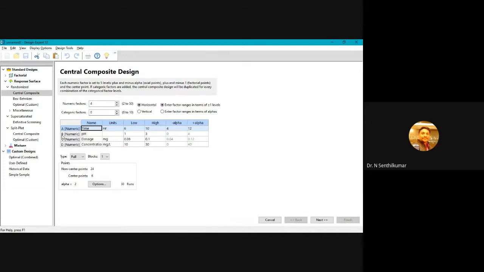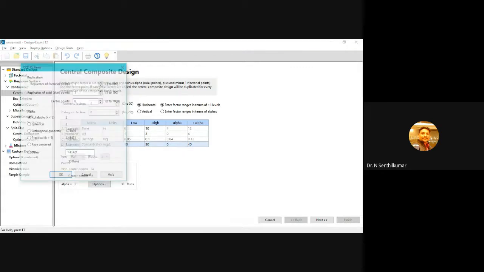Then in the pH, you can see, I have given the low value as 1 and the high value as 3, but it is taken as 0. The pH is 0. Whether we can take it out, it is not possible. Right? So for the dosage, we can have the concentration 0. Now, I am going to change the alpha value. I will go to the options.